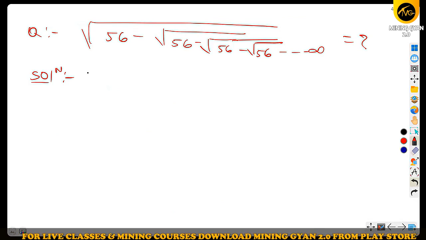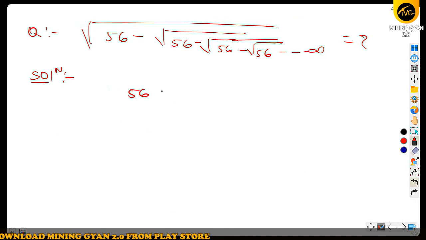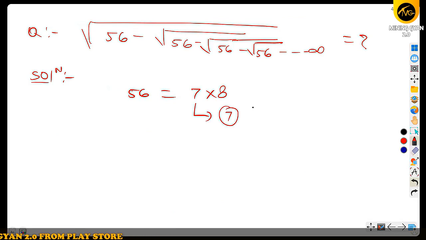Answer by Monica is 7. Anyone else? Just break down into the factors of 56, that is 7 into 8. 7 8s are 56, and the sign is minus. That means we have to choose the smaller number, that is the 7. 56 equals 7 into 8, and we use the smaller number, that is 7, for the minus sign. Correct? So the answer is 7.